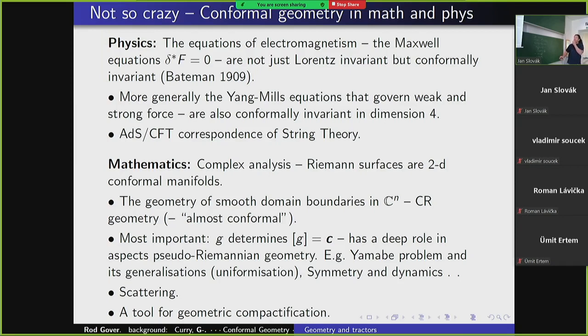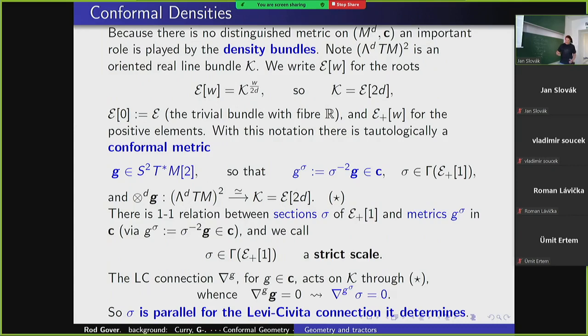My theme will be more to do with the fact that conformal geometry has a deep role in ordinary pseudo-Riemannian geometry. This is well known through things like the Yamabe problem, which involves conformal transformation. This is the problem of finding constant scalar curvature metrics by conformal change. But also in symmetry and dynamics, and as I'll be talking about here, as a tool for compactification and therefore a use in scattering and so on. All right, so we're motivated. That's the motivation part.